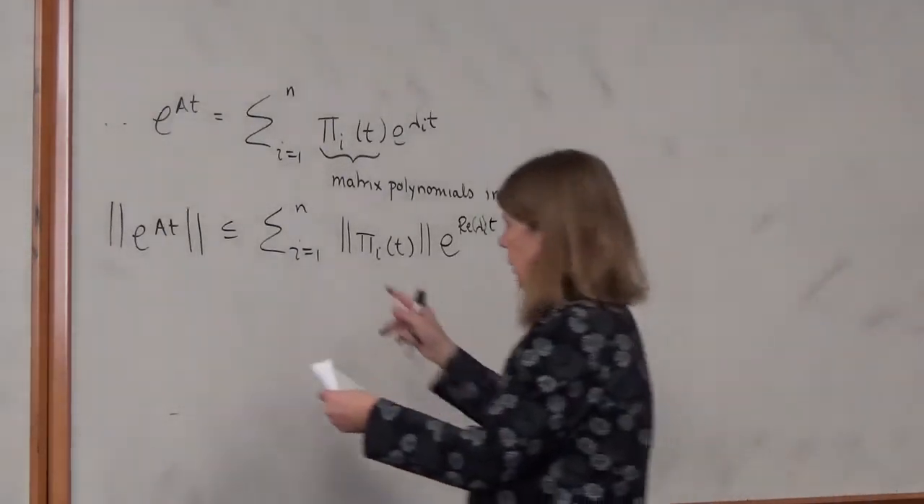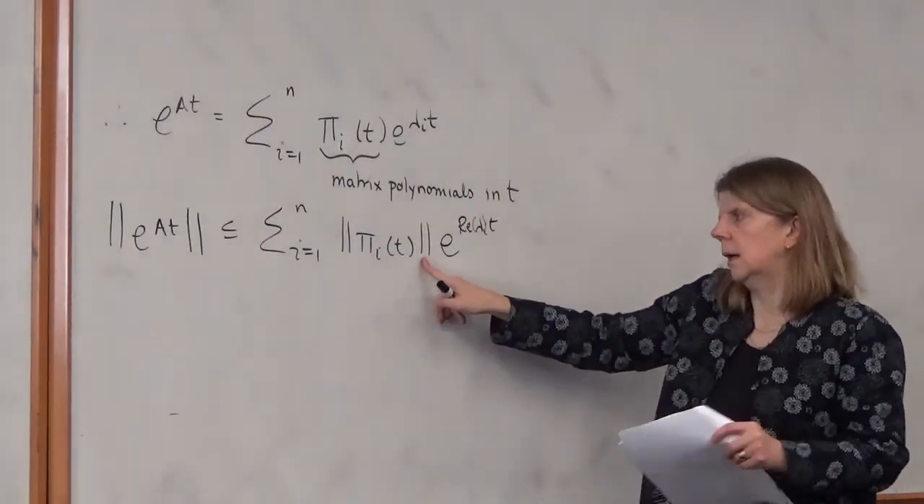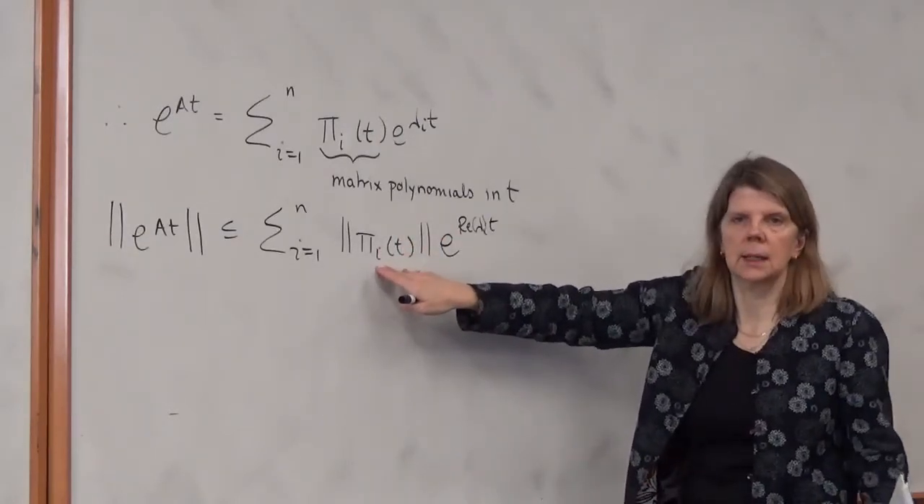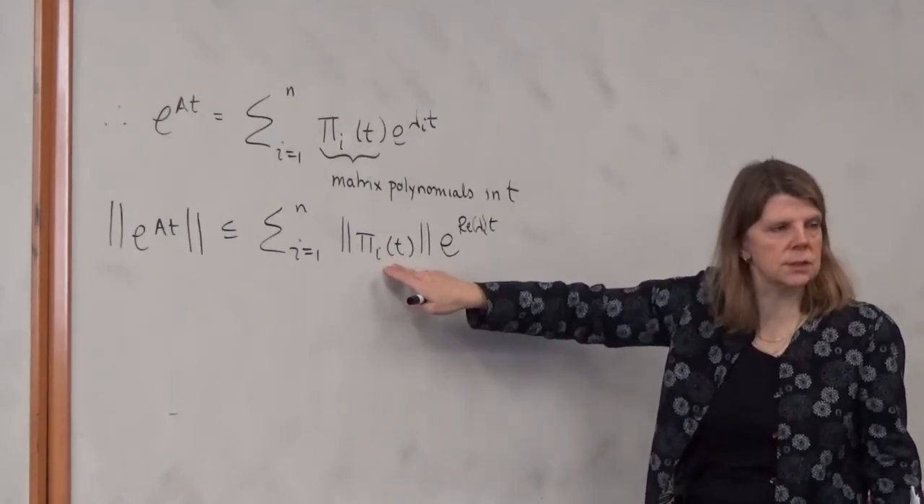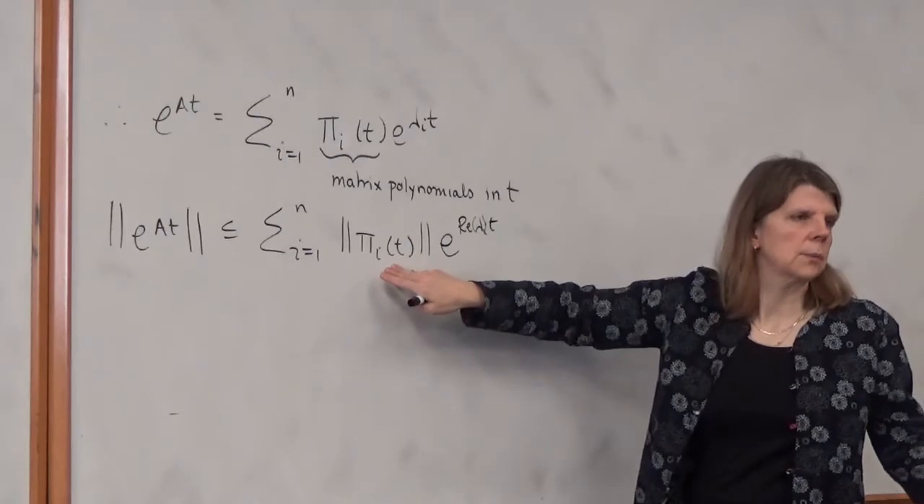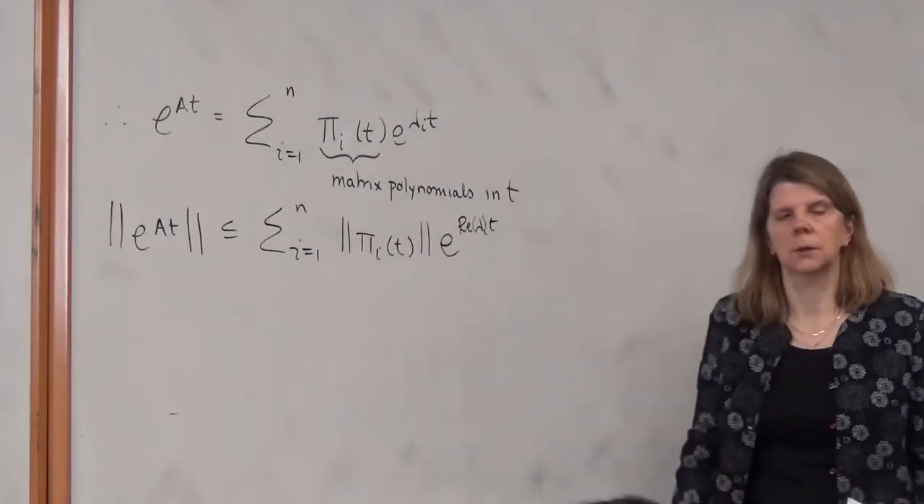And now I'm just going to say, okay, so that's a matrix norm. All I know is that whatever norm I use, what I'm going to get out is a polynomial in time, because the entries of that matrix are polynomials in time. So whatever matrix norm I choose, that norm is going to give me some scalar polynomial in time.